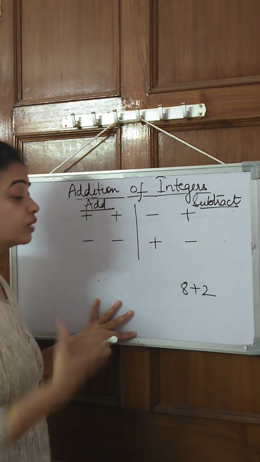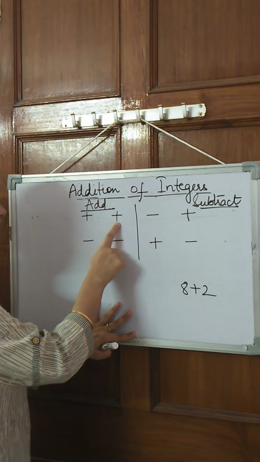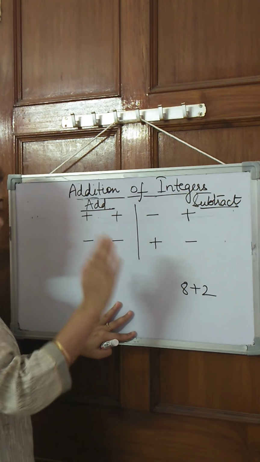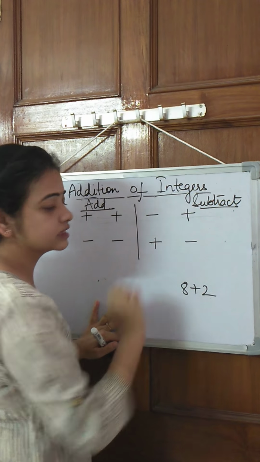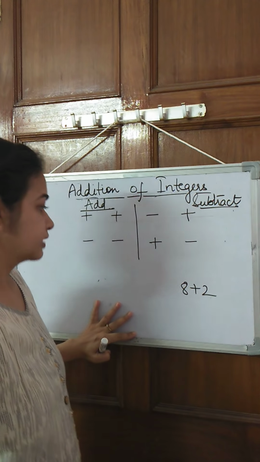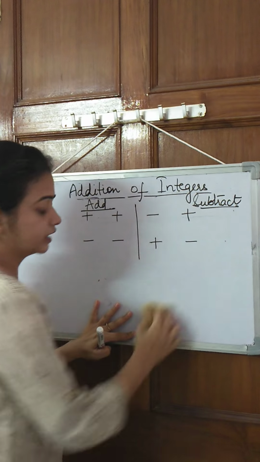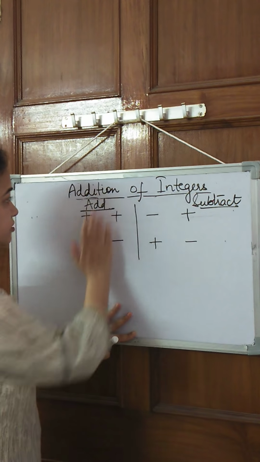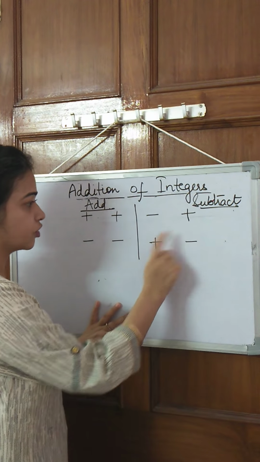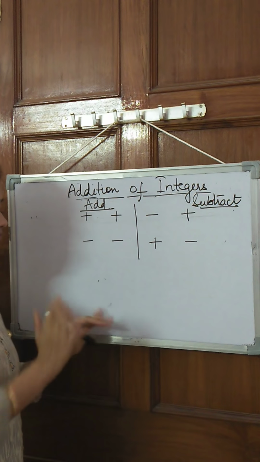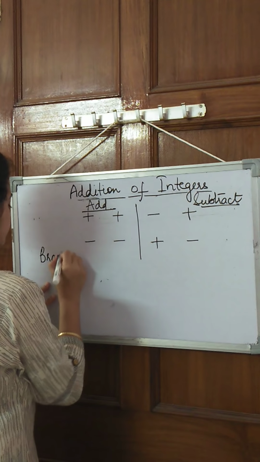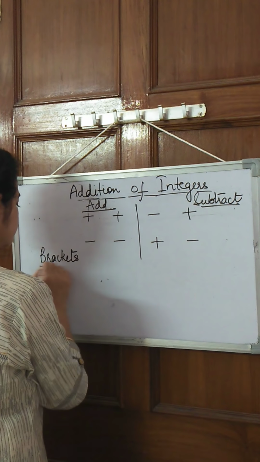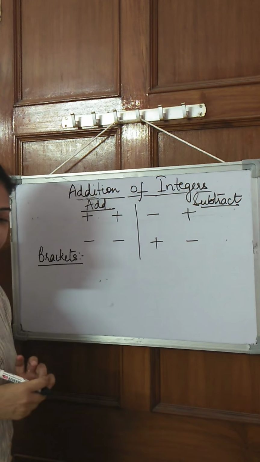So we add those two numbers when we have the same sign, and we subtract those two numbers when we have the opposite sign. I hope this is clear, when to add integers and when to subtract integers according to the sign that they have. Now there is one more rule, which applies when we have brackets with the integers.